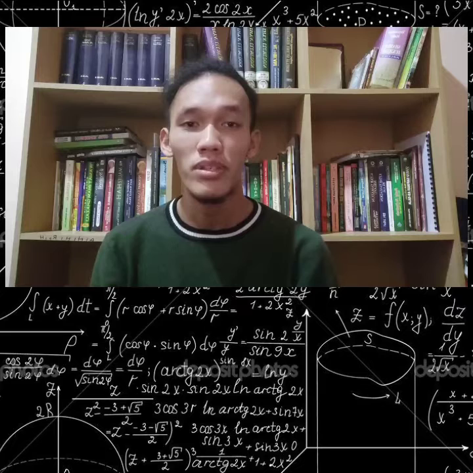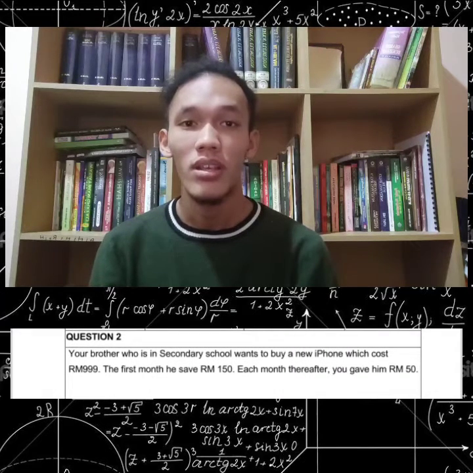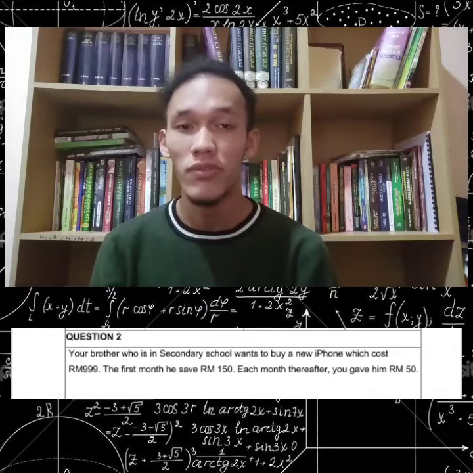Today I'm going to present the FILA table based on question 2. Your brother who is in secondary school wants to buy a new iPhone which costs 999 ringgit Malaysia. The first month he saved 150 ringgit Malaysia. Each month thereafter, you gave him 50 ringgit Malaysia.